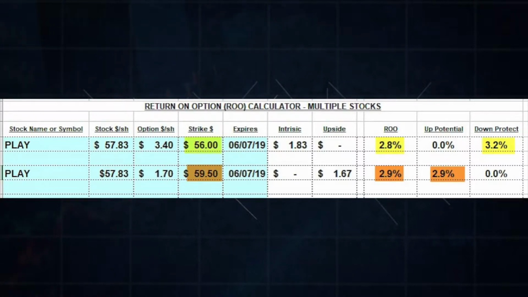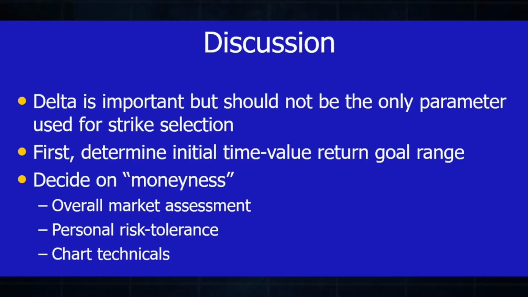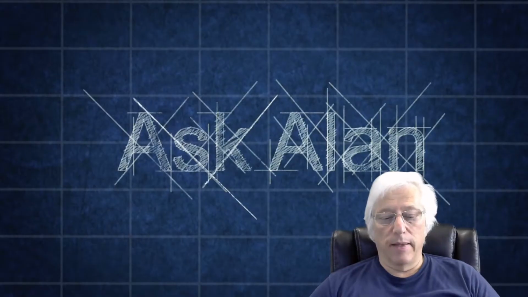All right, let's review now. Delta is important, but it should definitely not be the only parameter we use for strike selection. First, decide on what your initial time value return goal range is. What's your end game? Then decide on the moneyness. Which direction are we going in? Out of the money or in the money? And then we base that on our overall market assessment, personal risk tolerance, and chart technicals. And there you have it.